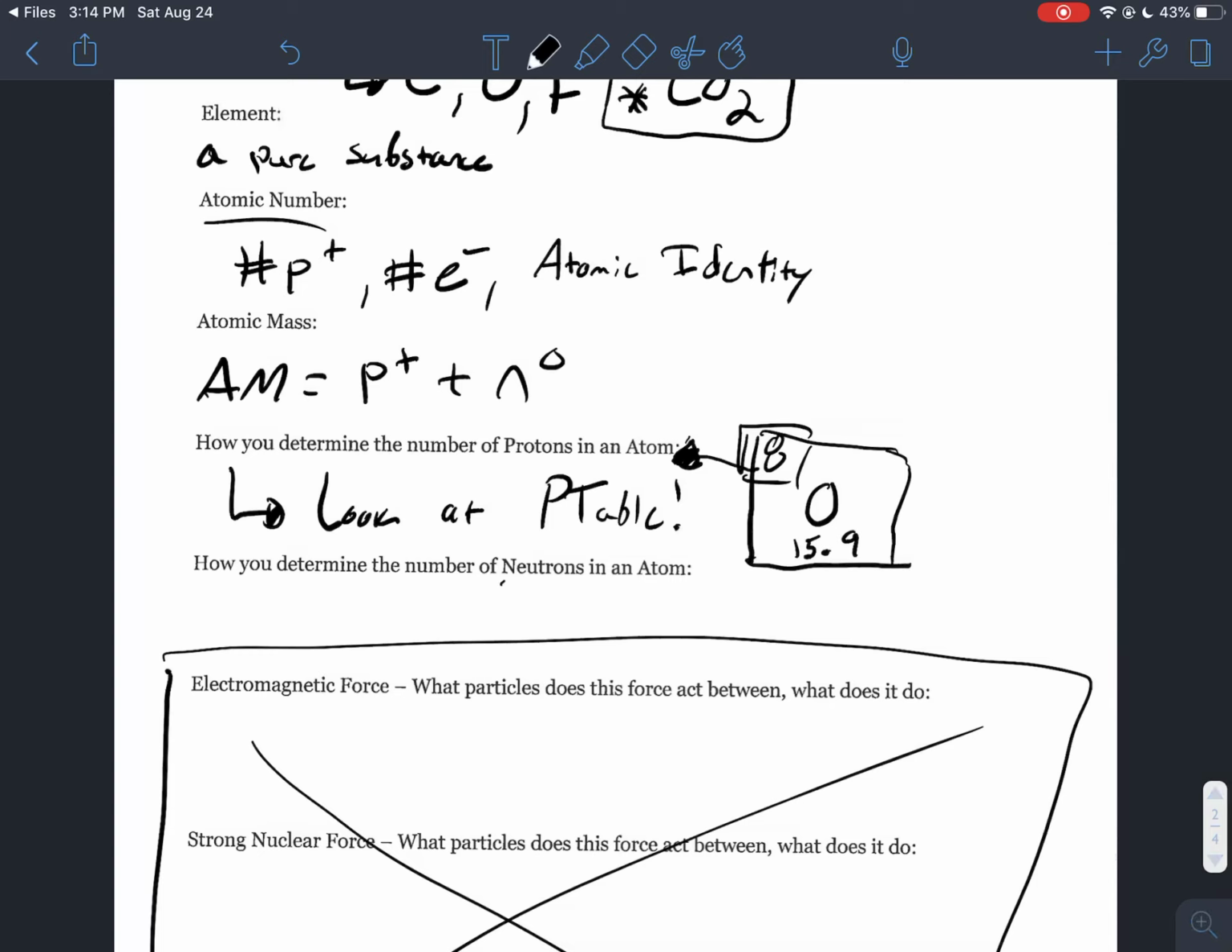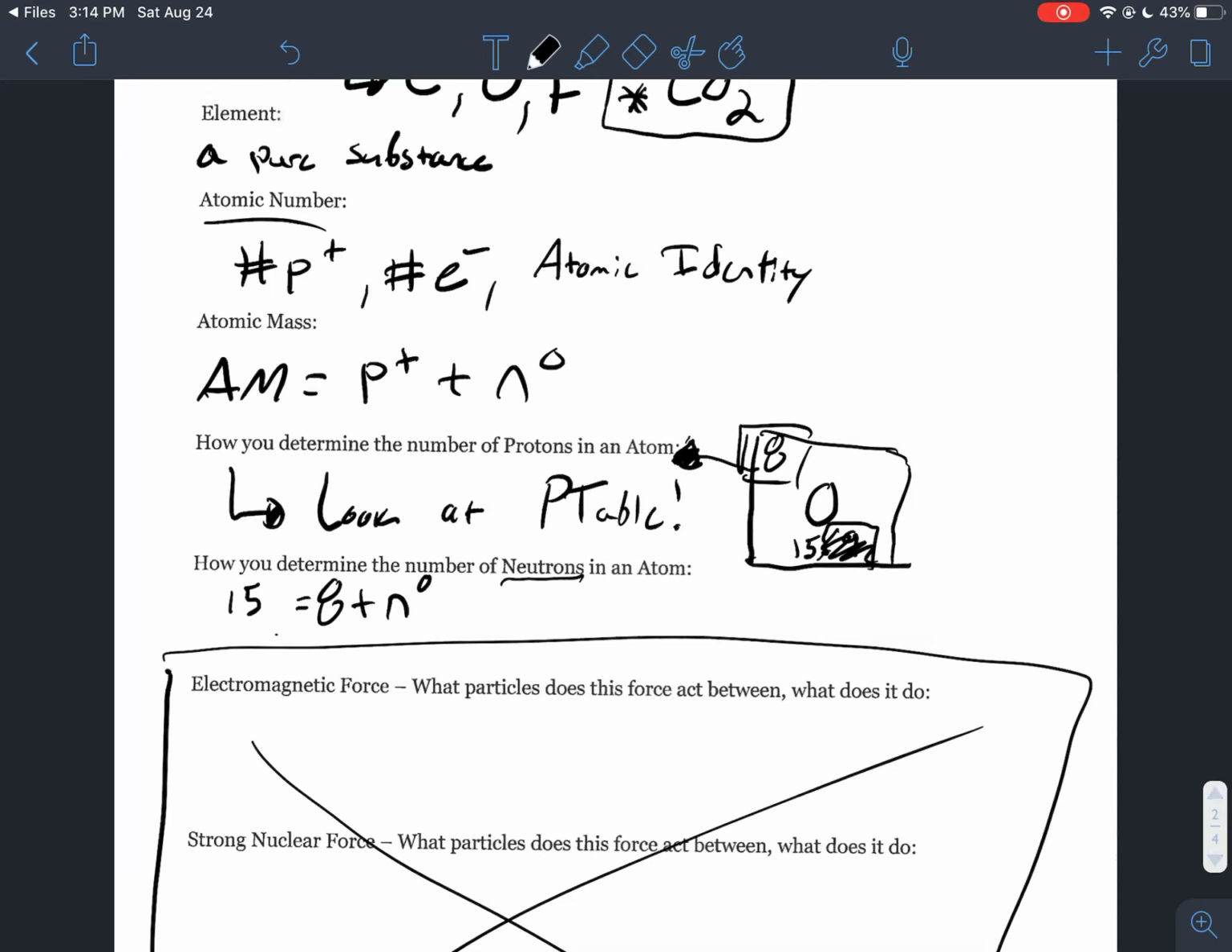I need that for this, because we need to figure out the number of neutrons in an atom. We take our atomic mass, which we know is 15.9. It's equal to the number of protons, which is 8, plus the number of neutrons. Something y'all should have caught me on. I made a mistake. We never write 15.9. What do we always do? Cross out that decimal. 15 equals 8 plus neutrons.